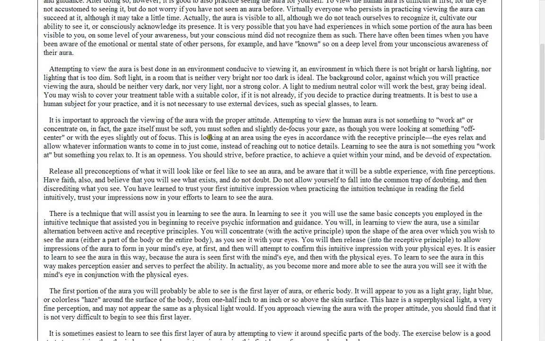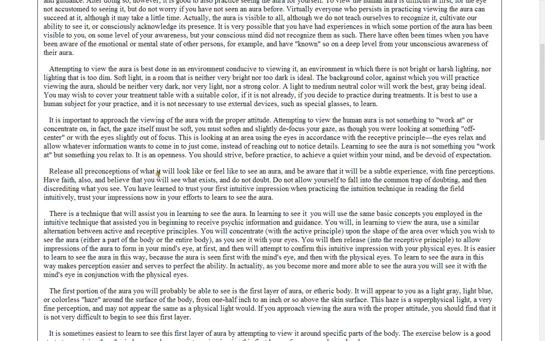Gaze softly. You must soften and slightly defocus your gaze as though you were looking at something off center or with the eyes slightly out of focus. This is looking at an area using the eyes in accordance with the receptive principle. The eyes relax and allow whatever information wants to come in to just come in, instead of reaching out to notice details, which is the rational mind. Learning to see the aura is not something you work at, it's not left brain, but something you relax to, which is right brain. It is an openness.